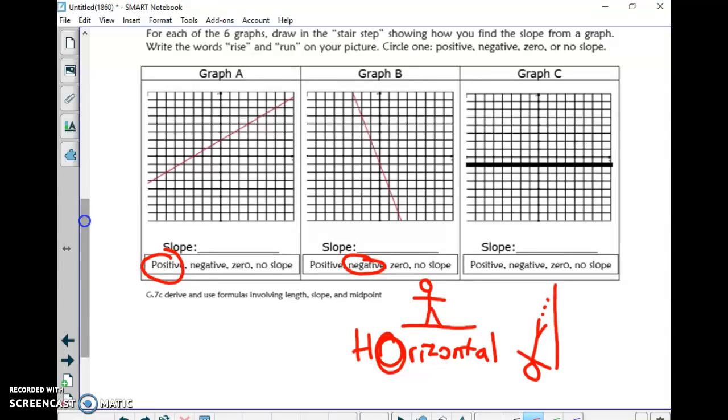So let's finish going through this. On graph C, what did we put here? 0. Okay. So Miss Marrero, do you have a way to help us remember this? Jump on the mic.